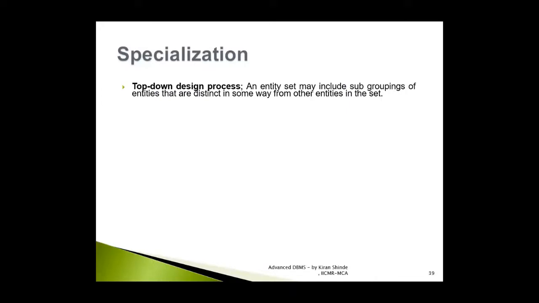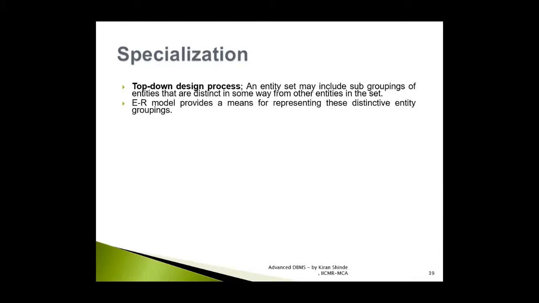Now, specialization follows the top-down design process. What do you mean by that? In the top-down design process, an entity set may include subgroupings of entities that are distinct in some way from other entities in the set. It means that when you come across an entity set in which some entities can be distinctively presented by observing their features uniquely, then such entity sets can be presented with the help of specialization.